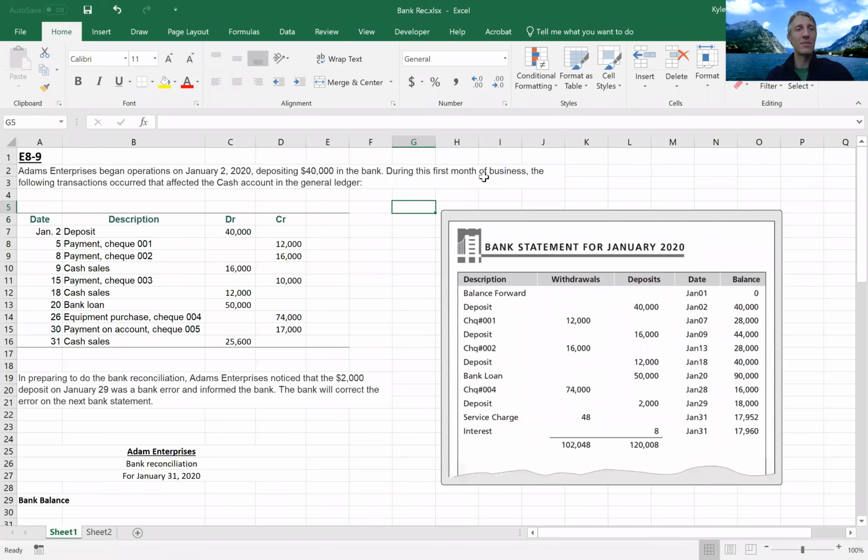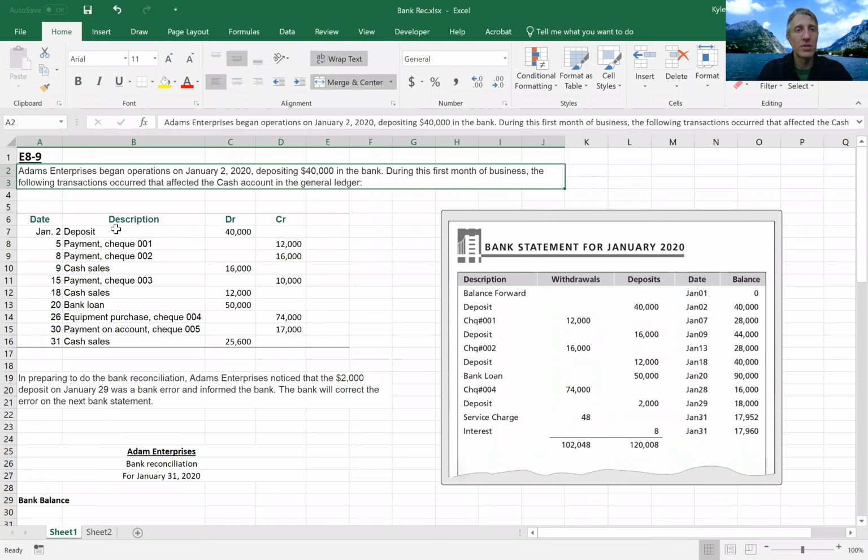Okay, welcome. My name is Kyle, and this is going to be an e-tutorial on how to solve problem E8-9 from the Pearson workbook. So we have Adams Enterprises began operations on January 2nd, 2020, depositing $40,000 into the bank. During the first month of business, the following transactions occurred that affected the cash account in the general ledger.